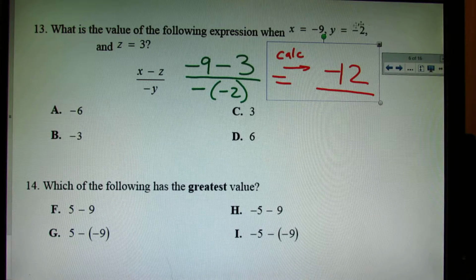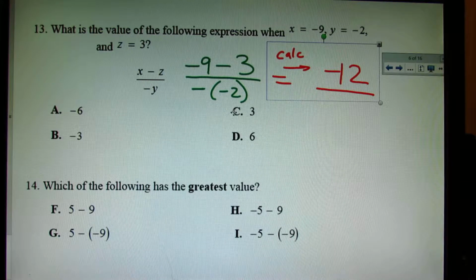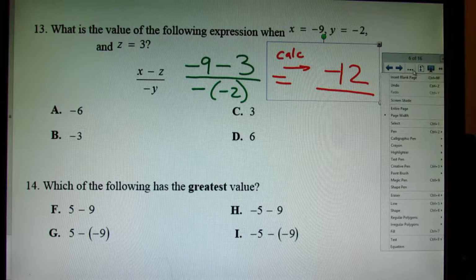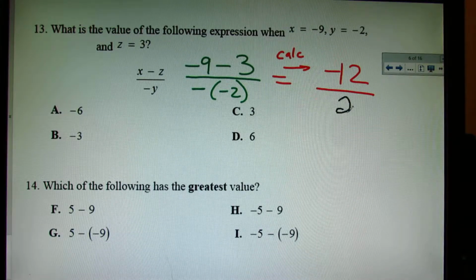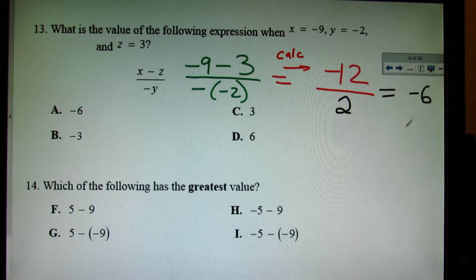What is -y? If y is -2, what's -y? It's like the opposite. So instead of -2, I'm just going to write 2. But again, if you put that in your calculator, it would work out as well. So -(-2) is just 2. When I do this division, I'm going to get -6, which is choice A.